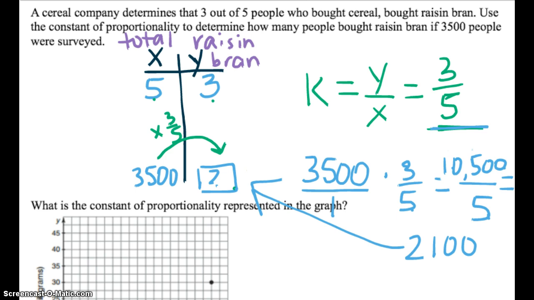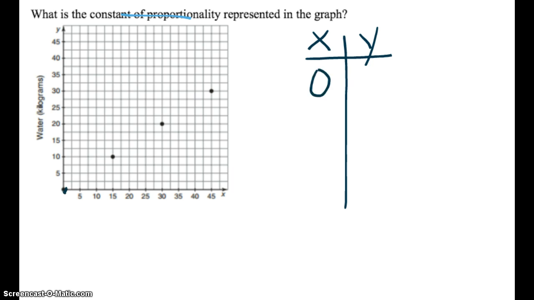So, pause and rewind as much as possible to understand how you can use that constant of proportionality to determine unknown values. Okay, so here's our next situation. We are asked to find the constant of proportionality represented in the graph. So what do I always tell you to do again? Write out your X, Y chart. So let's look. Our first point is right here. When X is 0, Y is 0.